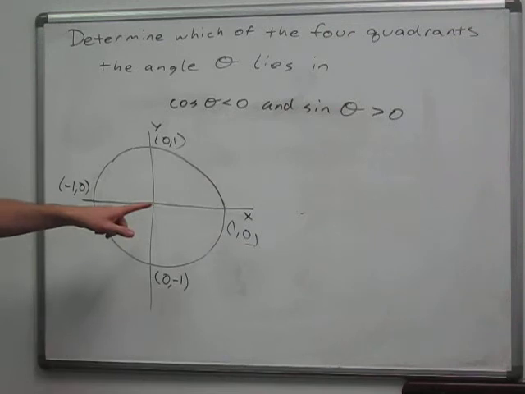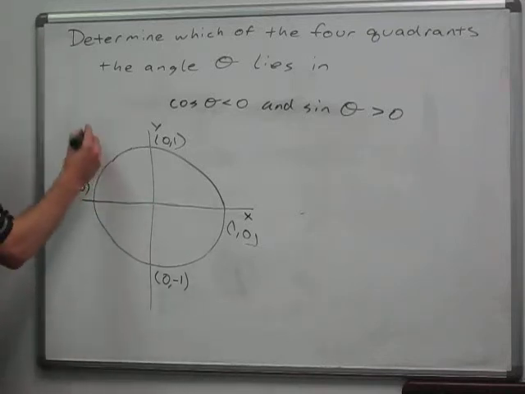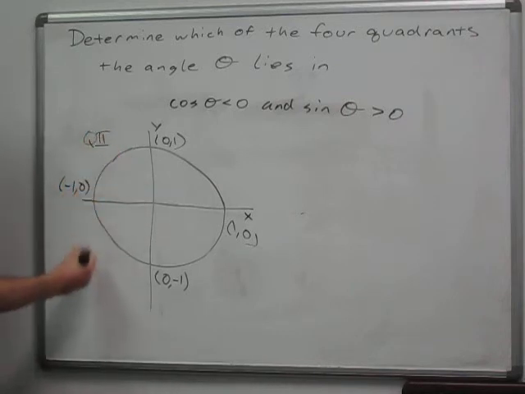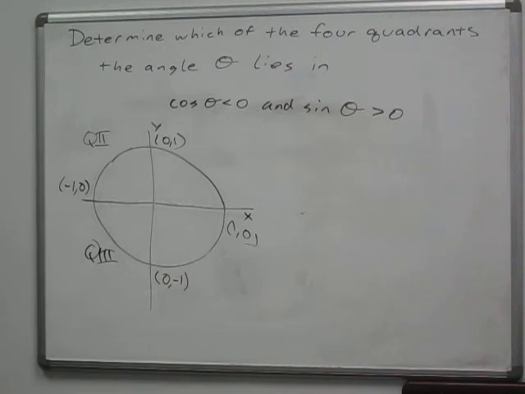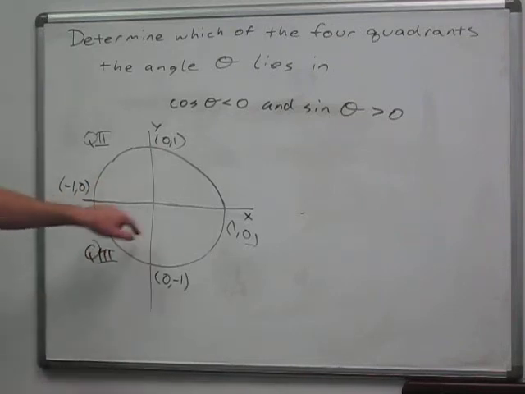On the unit circle, cosine of theta is just going to be the x-coordinate after a rotation. So the x-coordinates are negative to the left of the y-axis, in quadrant 2 and quadrant 3. So theta must be in one of these two quadrants. We'll use the other information to determine which one.